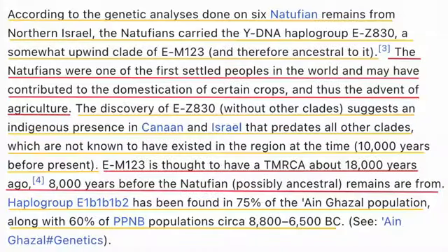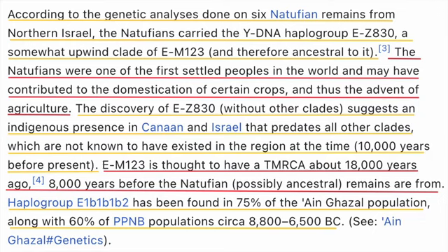According to the genetic analysis done on 6 Natufian remains from northern Israel, the Natufians carried the Y DNA haplogroup E-Z830, a somewhat upstream clade of E-M123, and therefore ancestral to it. The Natufians were one of the first settled peoples in the world and may have contributed to the domestication of certain crops and thus the advent of agriculture. The discovery of E-Z830 without other clades suggests an indigenous presence in Canaan and Israel and predates all other clades, which are not known to have existed in the region at the time, 10,000 years before present.